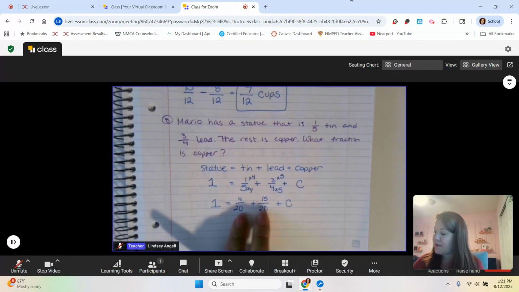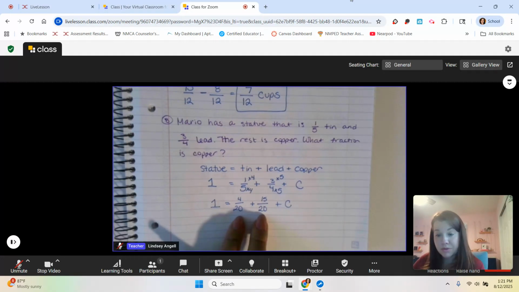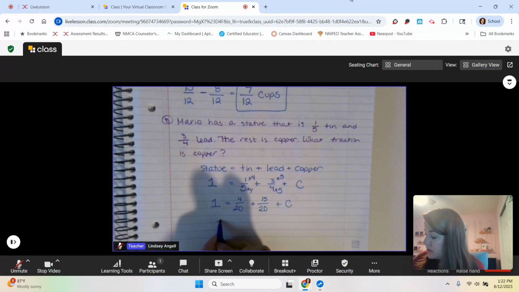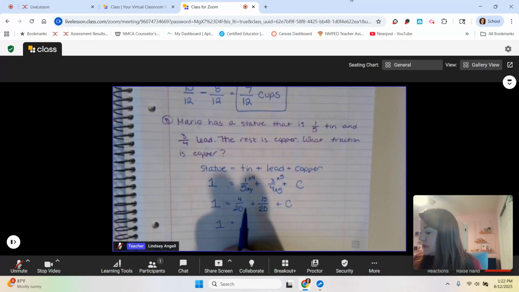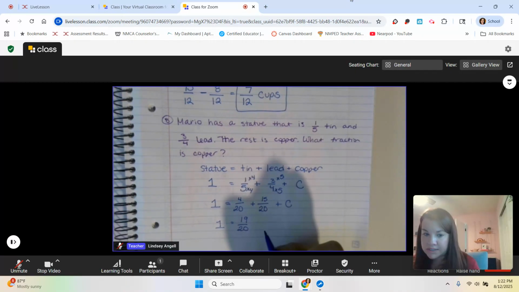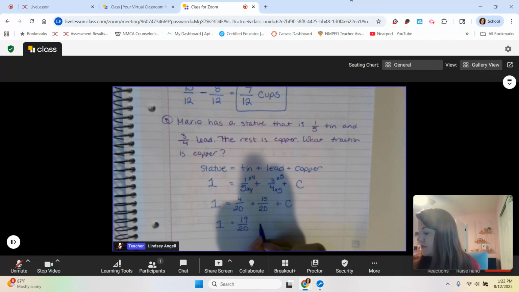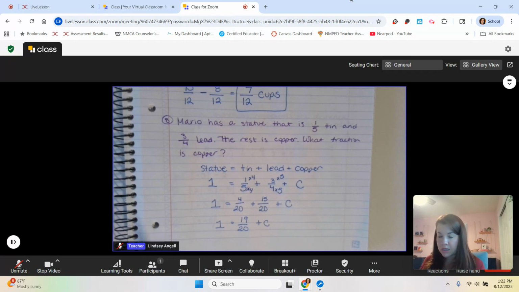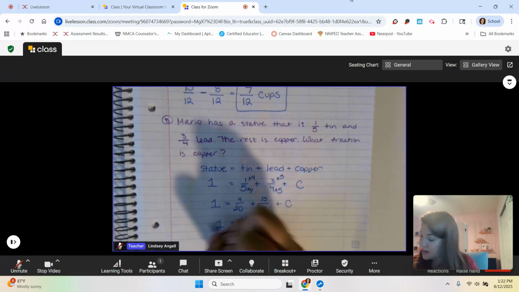But now that we have a common denominator, we can add those together. So 1 equals, 4 plus 15, that gives me 19 twentieths. 19 twentieths of the statue is already accounted for, plus C. Well, there's a couple things you can do. One, you might recognize, how many more until I get to 20 twentieths? Right? Because that's equal to 1, right?